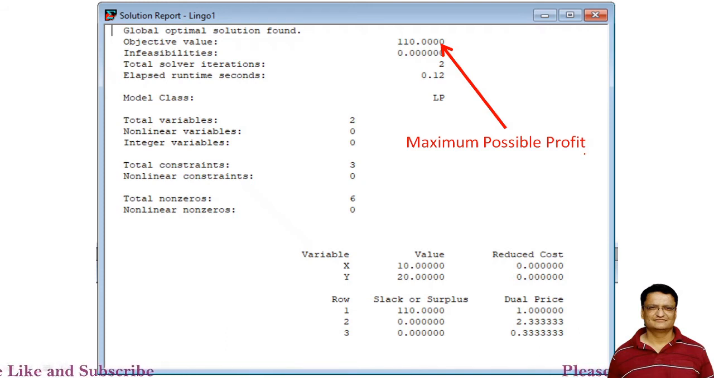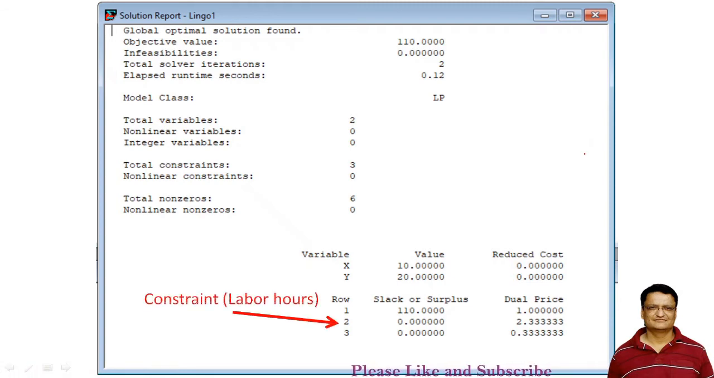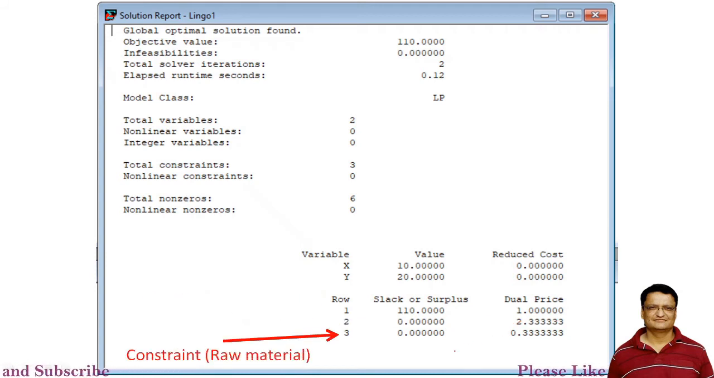Now there are more interesting reports available that we will see. The most important thing here is this row. The first row gives you the optimum solution, but the second row gives you information about the first constraint. Our first constraint was about labor hours, and this row gives information about labor hours, and the third row gives information about your second constraint. So this information is important for us.